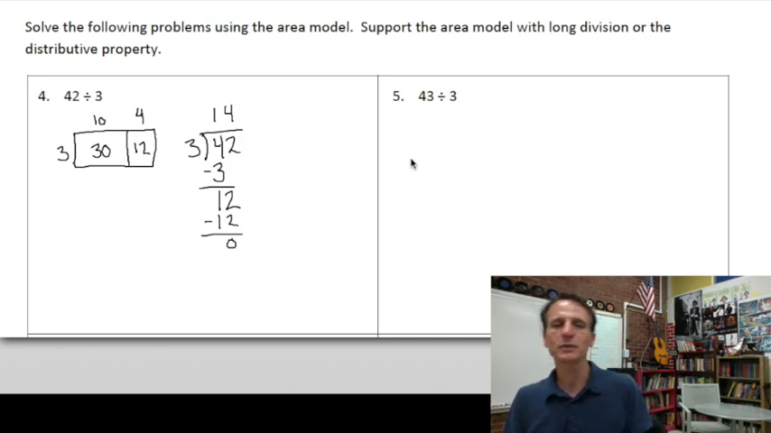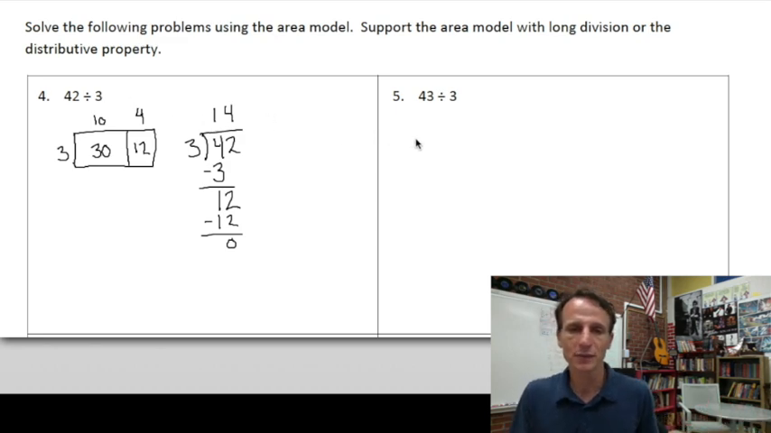Now we can see when we get to 43 divided by 3 that we are going to have a remainder. In fact, you can safely predict our remainder will be 1. Yes, because it's 1 more than 42. So they want to make sure we understand this. So let's draw our rectangle. And it's going to look very much the same. We know we still have a divisor of 3. We still know that there are 30.